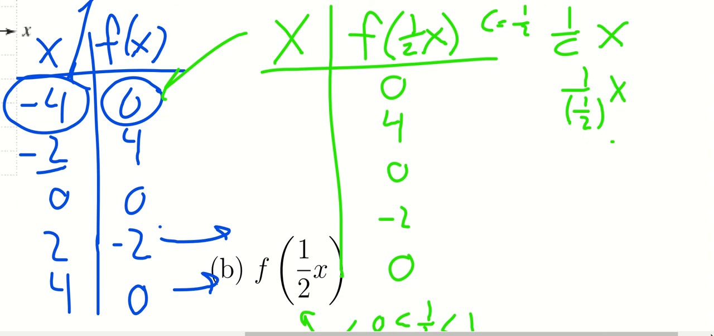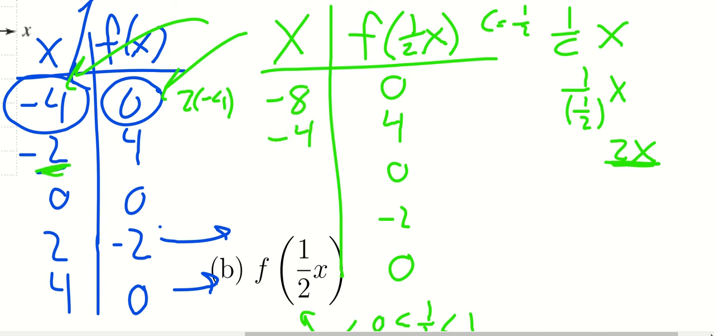And 1 divided by half is 2. So what we need to do is take 2 times the original x value that was over here. For the first one, we're going to get 2 times negative 4. That's going to be negative 8. 2 times negative 2 is negative 4. 2 times 0 is 0. 2 times 2 is 4. And 2 times 4 is going to be 8.